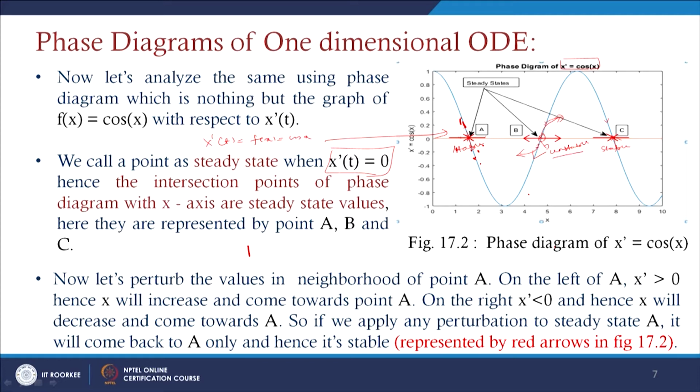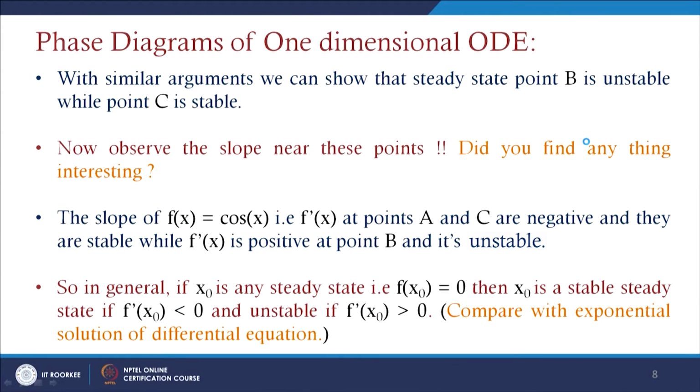Since at B, monotonically increasing means it is going far away, and monotonically decreasing means it is also going far away. So, this is called the phase diagram of x dot equals cos x here. It is written here that with similar arguments, we can show that steady state point B is unstable while point C is stable. Now, if you observe the slope near these points, do you find anything interesting?